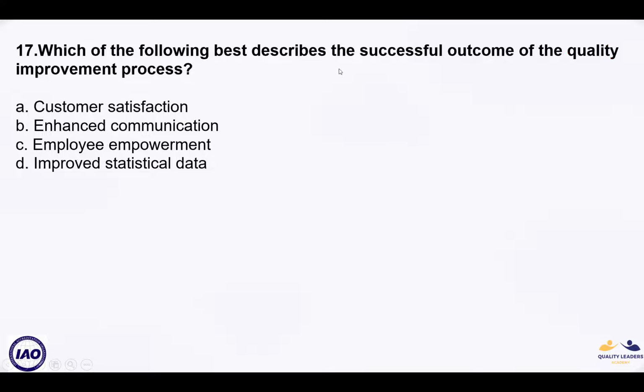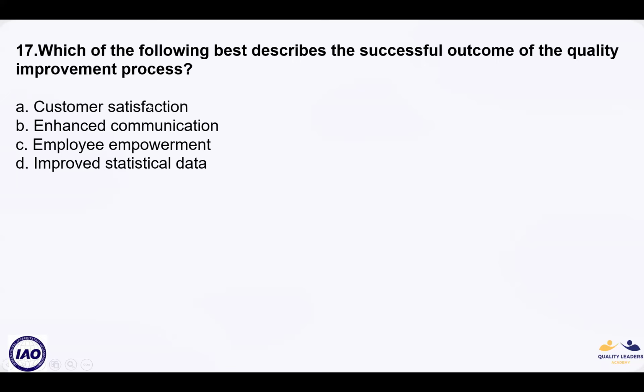So here, which of the following best describes the successful outcome of the quality improvement process? Here it's asking, what is a successful outcome, the end result of a QI process? I mean, when QI works well, what does success ultimately look like? So what are you working for, right? What is the end result for your QI?